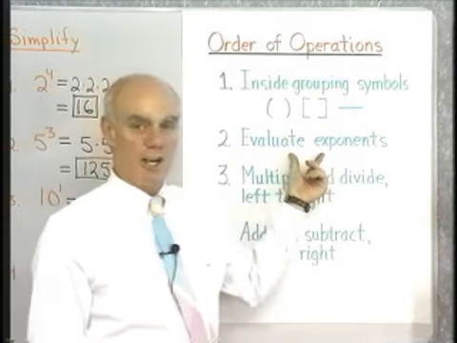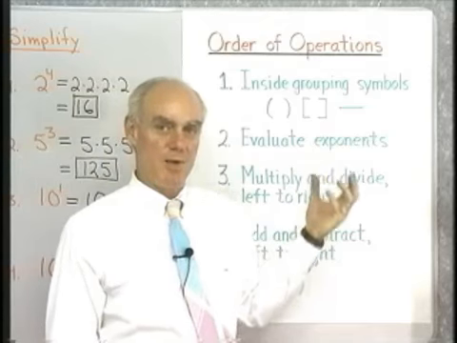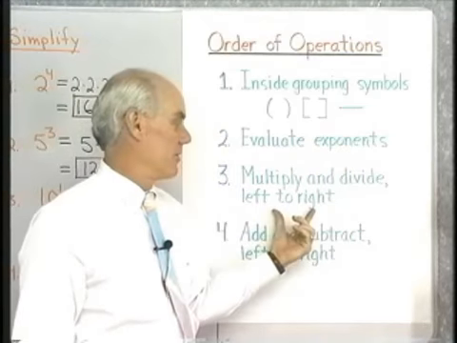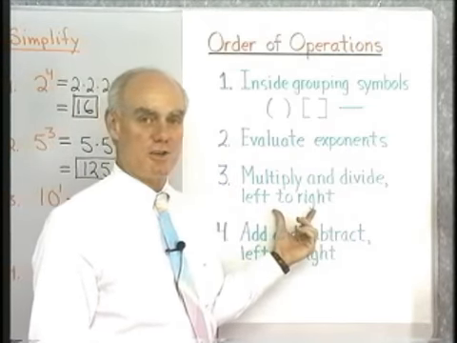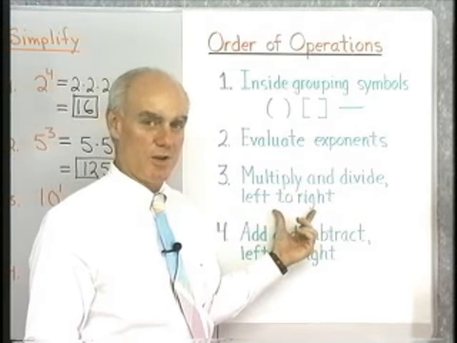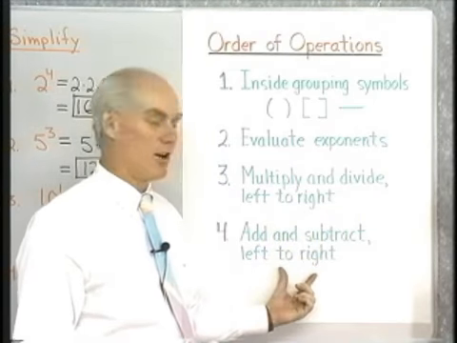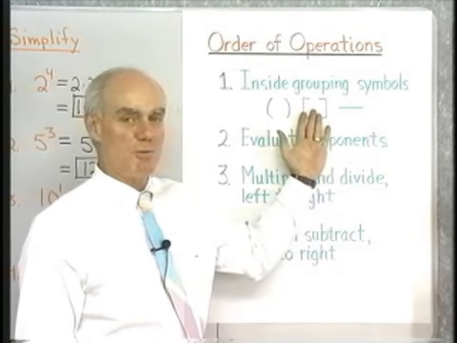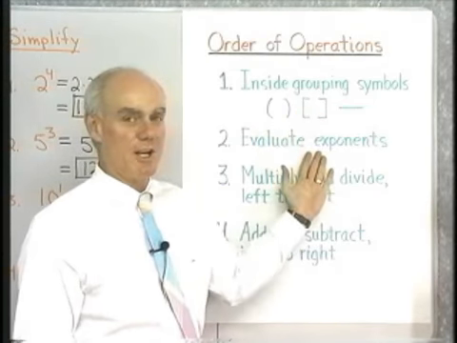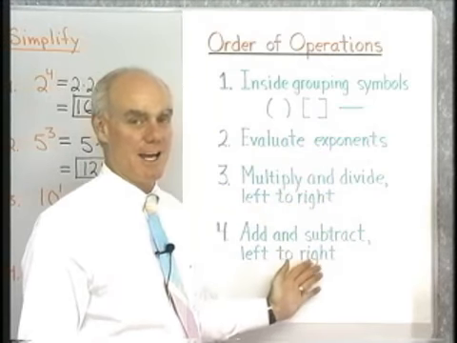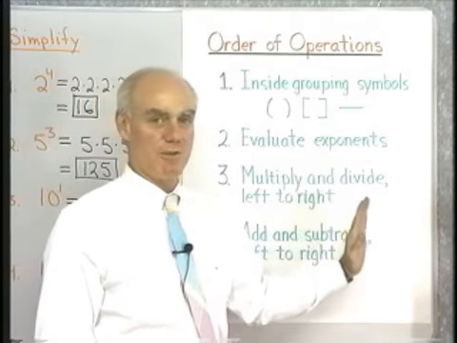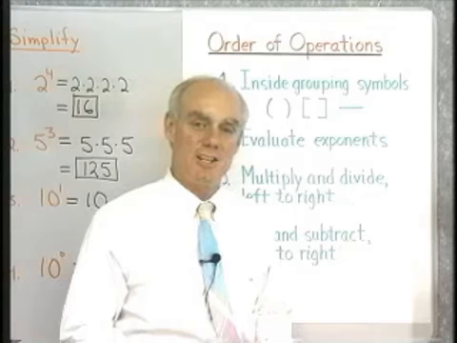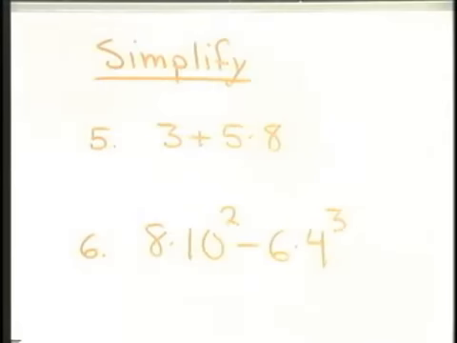Second, we'll evaluate all exponents that we see, or evaluate any number that has an exponent on it. Third, we do all our multiplication and division, moving left to right if there's more than one of those operations. And fourth, all additions and subtractions left to right. So inside the innermost grouping symbol first, then we evaluate exponents, multiply and divide, add and subtract. Left to right if there's more than one of those operations. Let's go to the board now and try some problems.